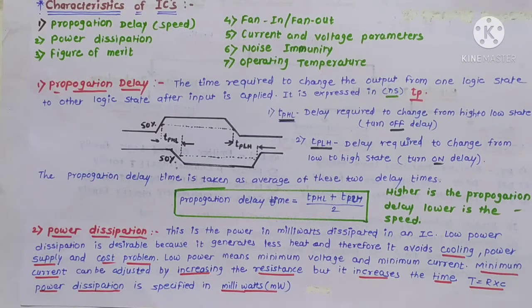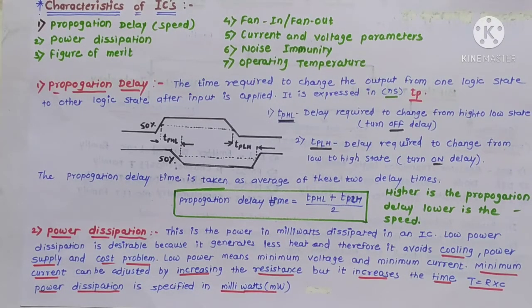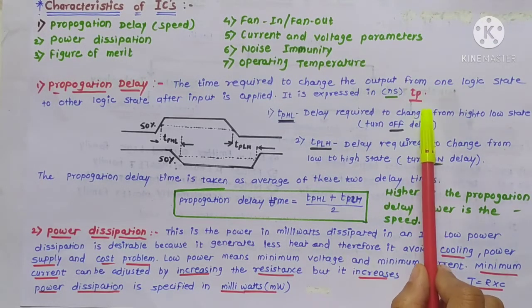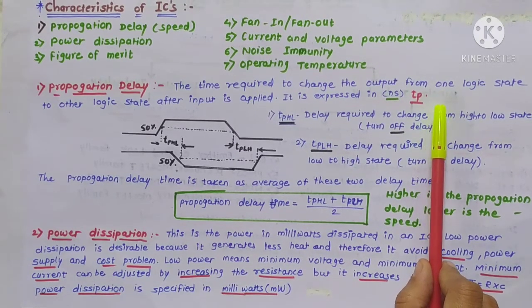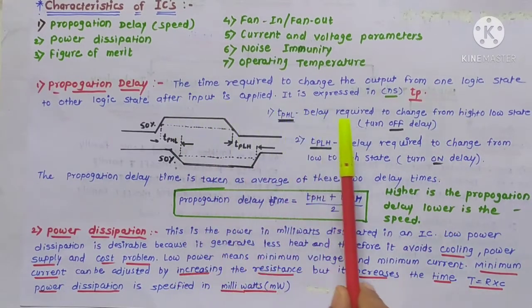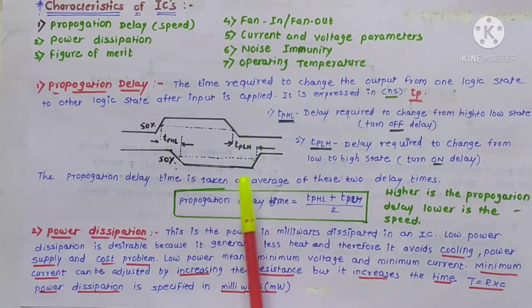As for example, TTL logic family has this TP of about 10 nanosecond, specifying that it takes 10 nanosecond time to change the output from one state to the other state after input is applied. Students, you can see this diagram.